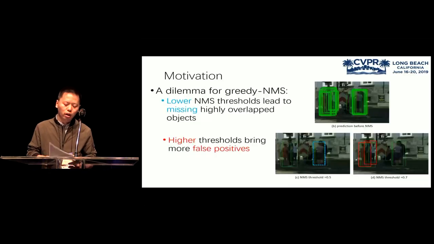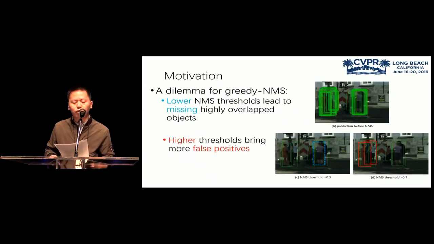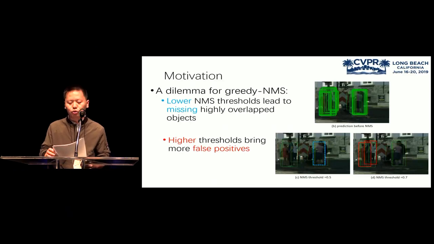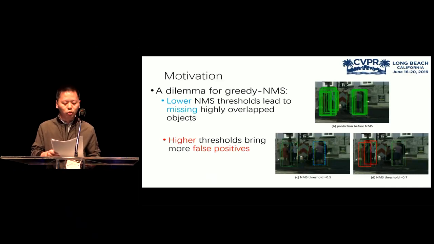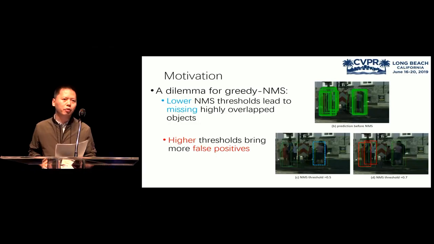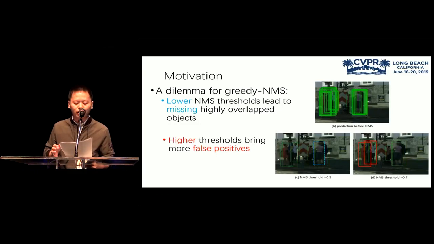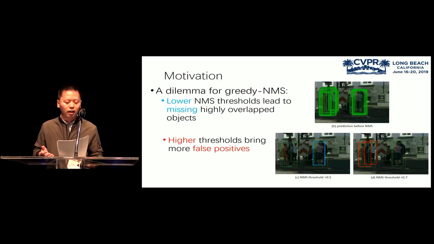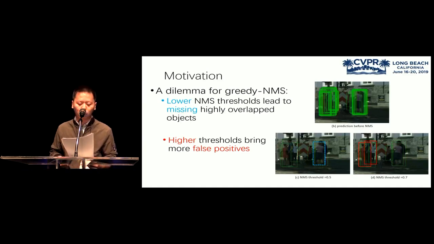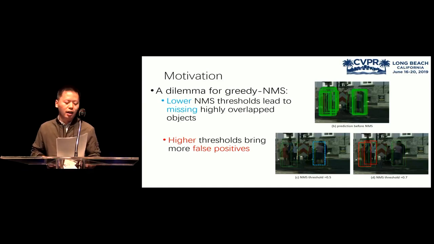And in this work, we approach crowd occlusion from another aspect. We know that CNN-based detectors usually adopt greedy NMS to remove highly overlapped duplicates. But in crowd scenes, it meets a dilemma. A lower NMS threshold leads to missing highly overlapped objects in a crowd, like the blue boxes on the right, while a higher threshold brings more false positives, like the red boxes on the right.